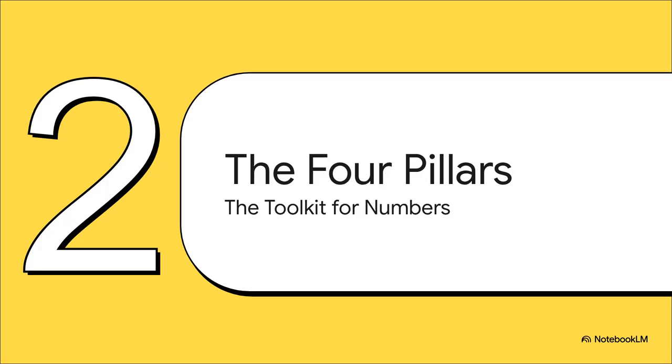Okay, so how do we find this harmony? Well, MRCT gives us a toolkit. It's made up of 4 tests or pillars that help us measure a number's coherence. You can think of them as 4 different ways to really understand a number's character.